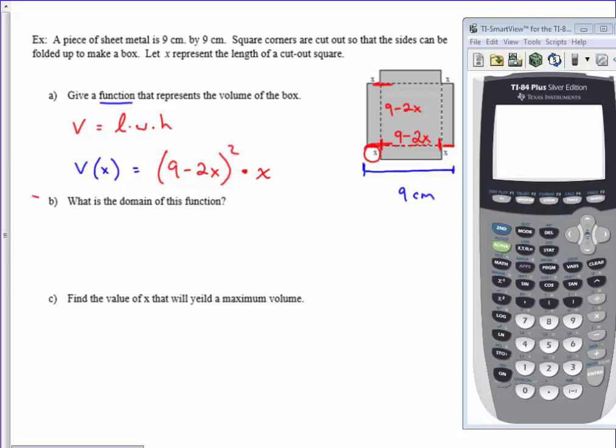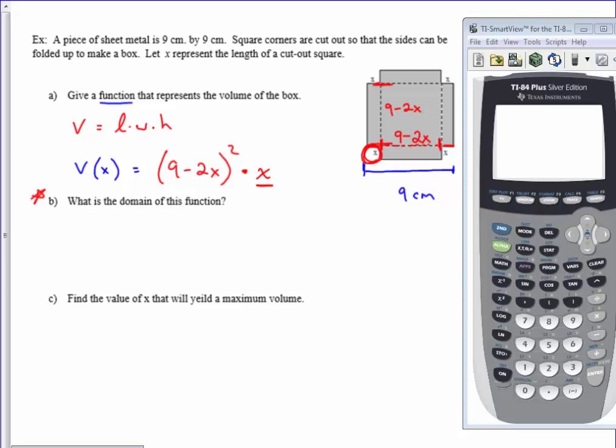Now, on this particular piece, where they ask what the domain of the function is, this is a little bit trickier than problems we've worked on in the past. Now, first of all, we know that domain has to do with x. And we see in this problem that x is representing this cutout part that allows me to create my box. I know that x must be greater than 0, so I know that for sure.